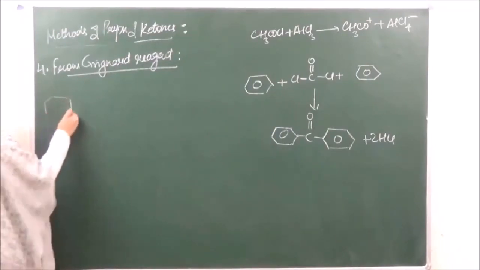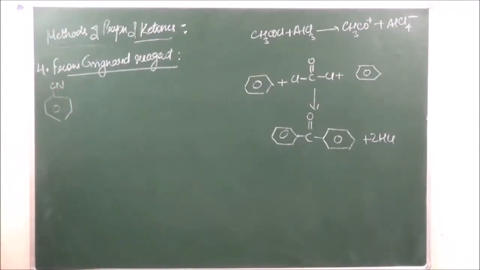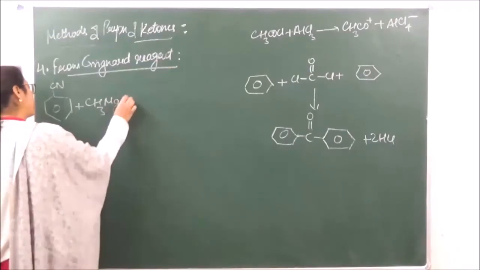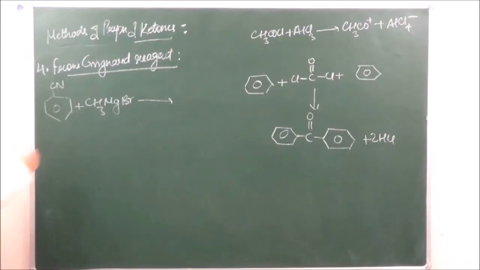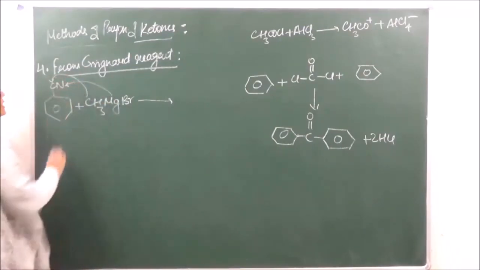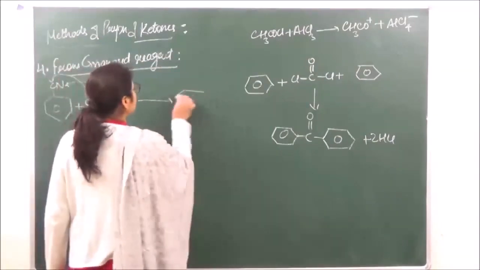We are going to take cyanobenzene, or benzonitrile as it is also known. This is going to react with Grignard reagent. The same mechanism is going to be followed. CH3 will attack the carbon atom and MgBr will attack the nitrogen atom, such that we get an addition product.